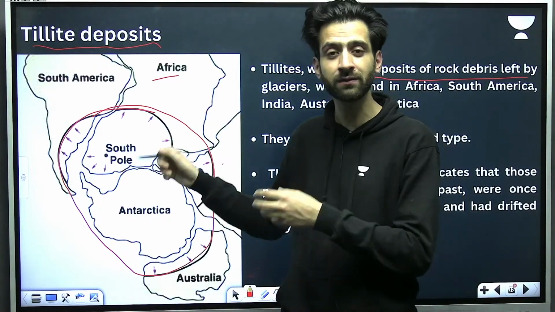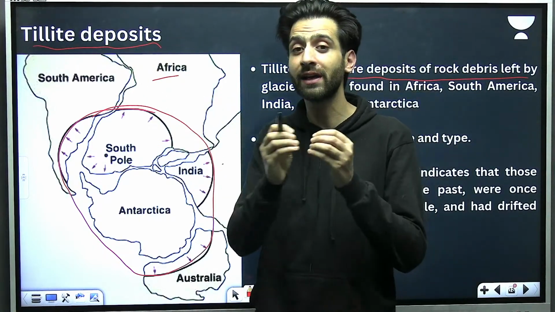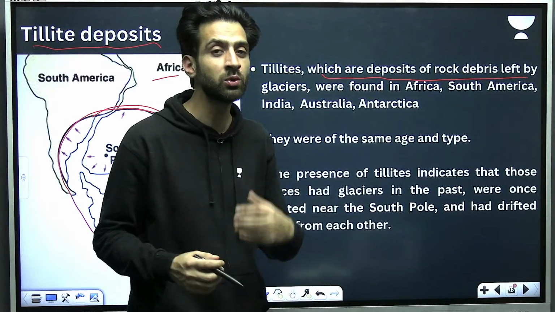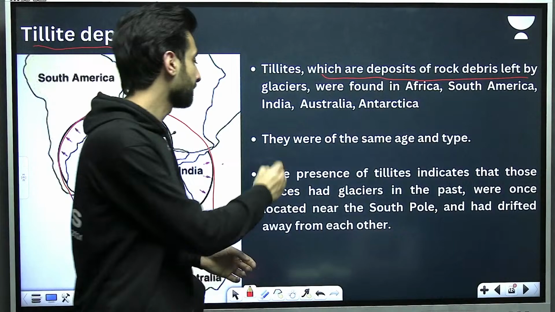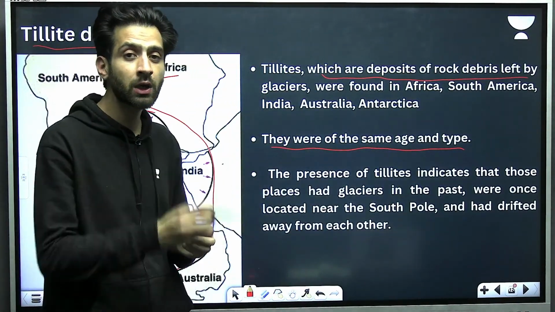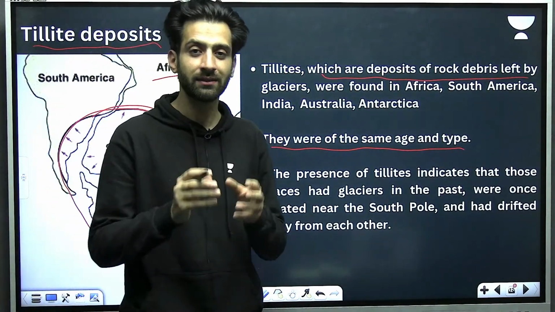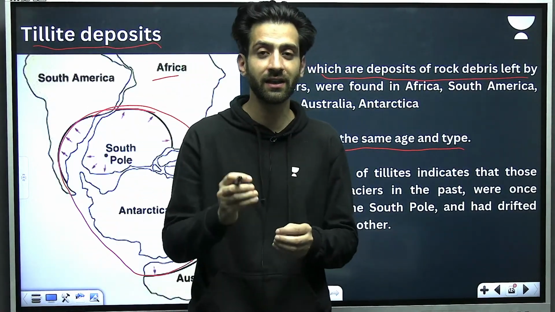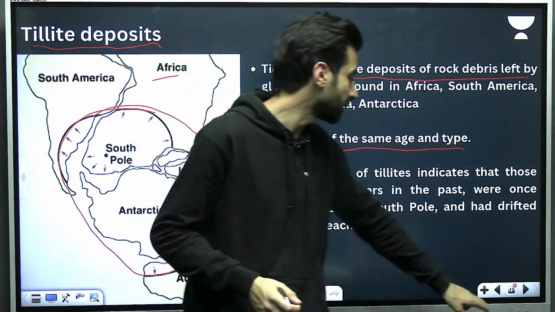So, is it clear how the continents were placed near the South Pole and how the tillite deposits have helped us to analyze and understand how the continents over the period of time have moved from the South Pole to the present day location? So the tillite deposits in the three regions were of the same age and type. When the deposits are of the same age, that means the conditions in these places were the same. That is why we can assume or predict today that the continental drift theory is something that has happened in reality and it's not only a story. Clear?